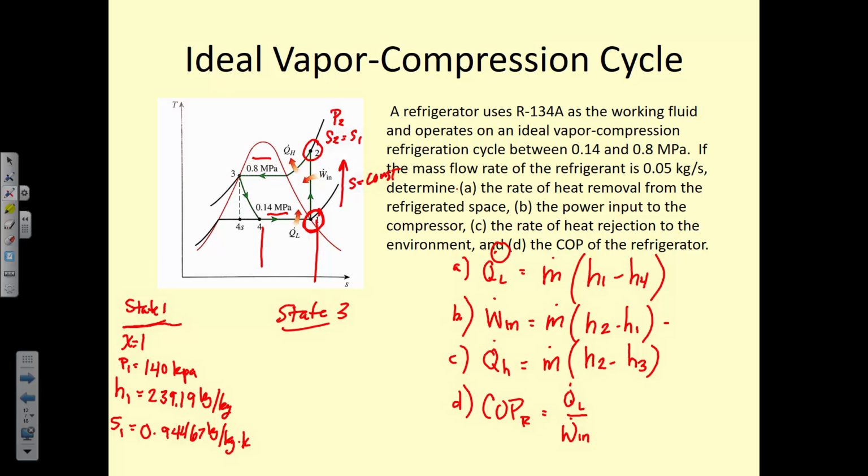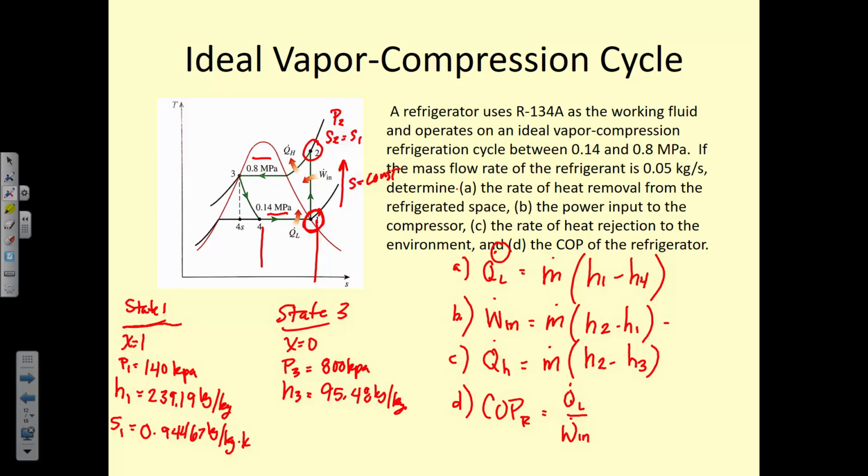So state 3 is fully defined. What do we know about state 3? X is equal to 0, and the pressure at state 3 is what? 800 kilopascals. So Blake, when X is equal to 0, where do we look up our values? The H sub F, that's right. So H3 is equal to 95.48 kilojoules per kilogram.